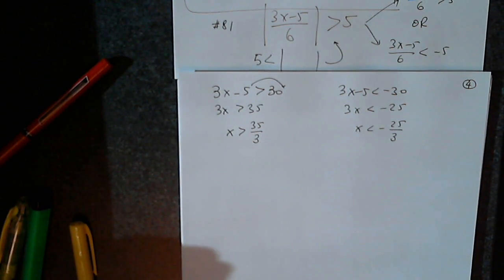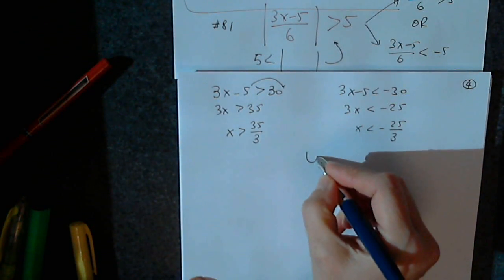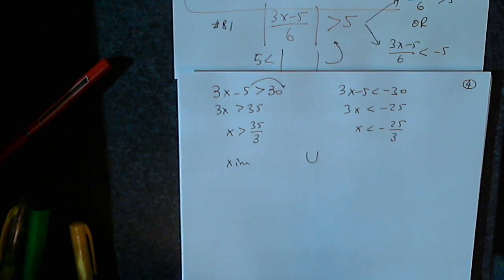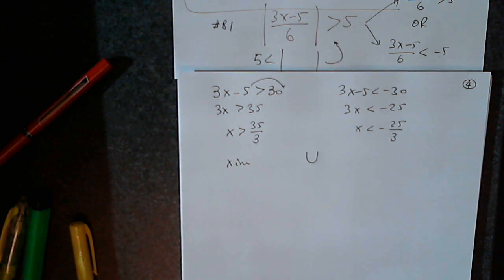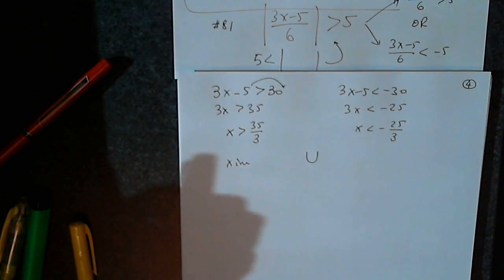Knowing that it's not the easy one, then I know that I have to write the union. So x in the interval, you can graph it if you want before you decide how to write the solution. So what will I write? If you want me to graph it, I will.